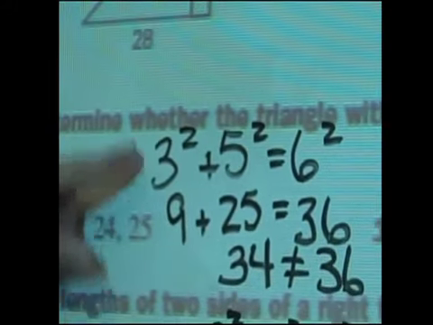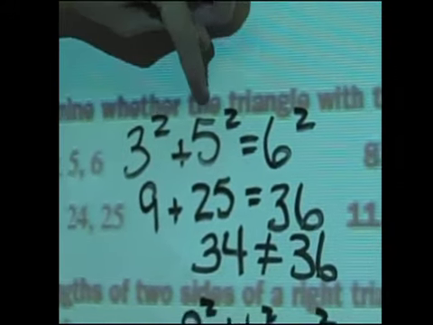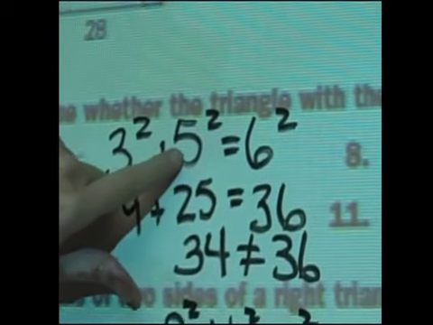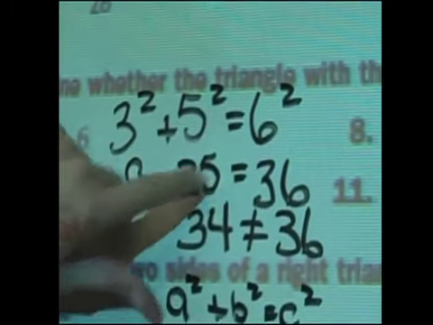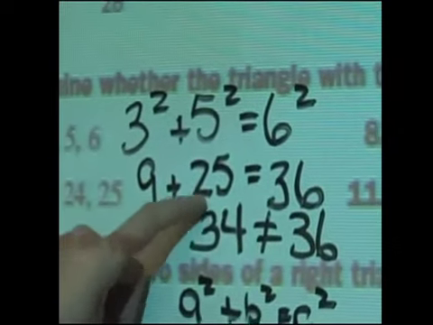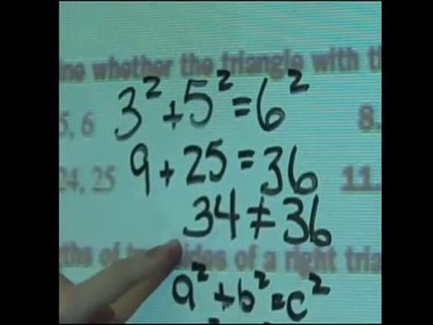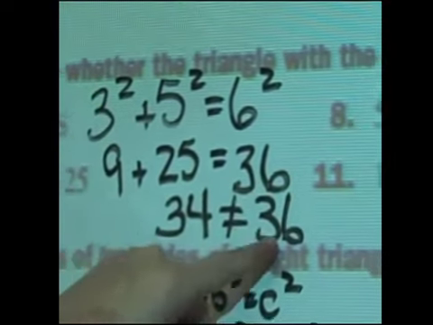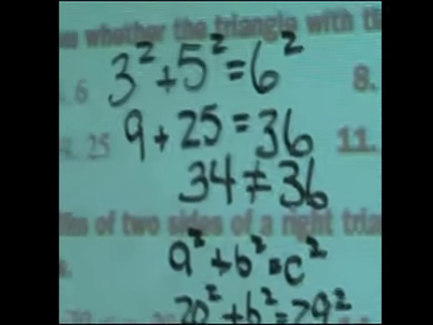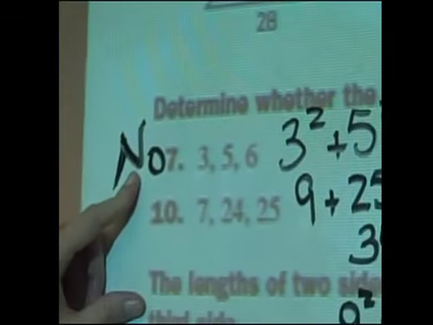So here we plug it in the formula. A squared plus B squared equals C squared. 3 times 3, 9. 5 times 5, 25. 6 times 6, 36. 9 plus 25. What's 9 plus 25? 34. We have the 36. 34 does not equal 36, so this cannot be a right triangle.